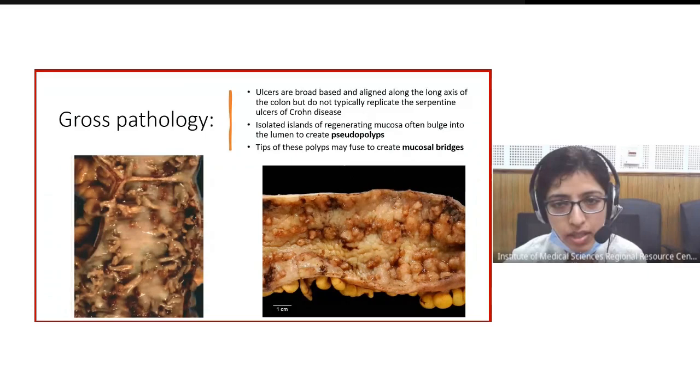Now, ulcers are essentially broad-based ulcers and they are aligned along the long axis of the colon, but they do not typically replicate the serpentine ulcers of Crohn's disease. So, serpentine ulcers is a characteristic feature of Crohn's disease.